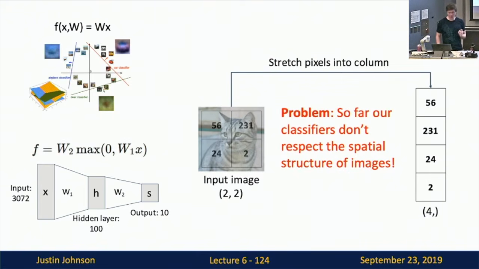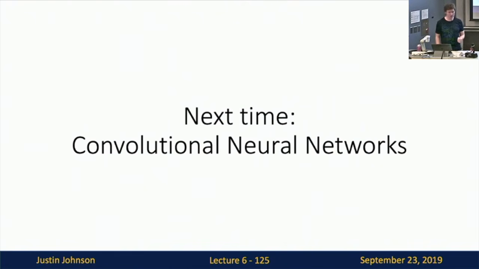So at this point in the class, we've seen linear classifiers, we've seen neural networks, and we've seen how to compute gradients in these things, but we've had a big problem, which is that both of these networks had this operation where we stretch out the pixels of the input image into a vector, which basically destroys the spatial information of the image. That seems like a bad thing, and we'll fix that in the next lecture when we talk about convolutional neural networks.